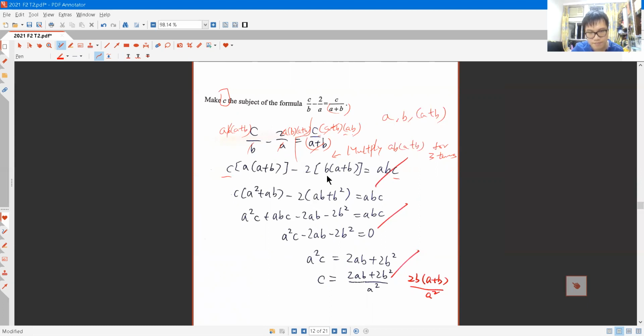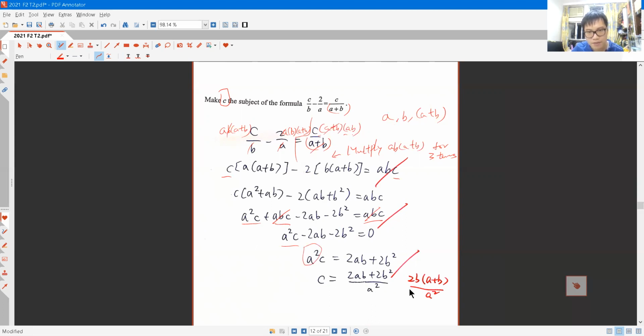You can multiply into it, and then also break the bracket. So now you have c, c, c, three terms with c. The other terms are without c, but you cancel out these two. These two are the same term. So only one term left with c. The other two, negative 2ab minus 2b squared, you move to the right-hand side, positive 2ab plus 2b squared. And then c, you have a squared, you move to down.